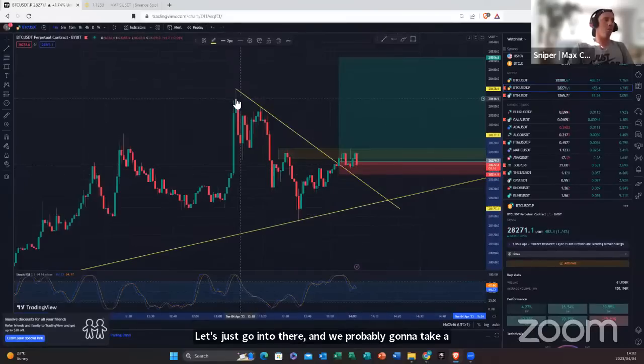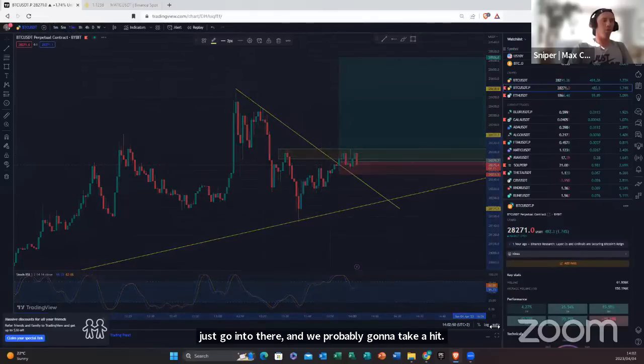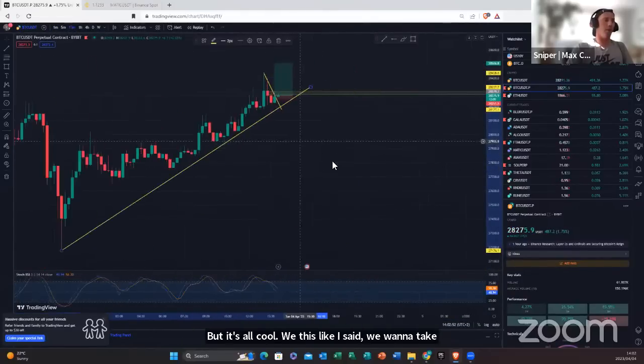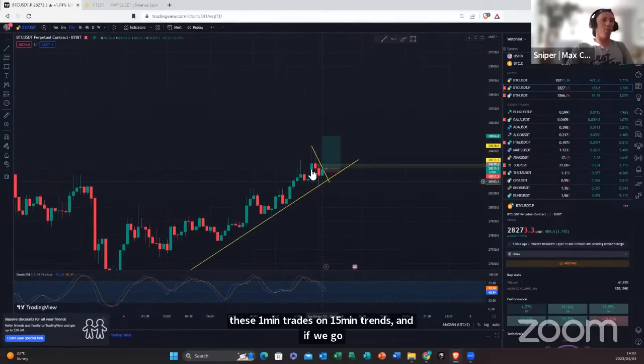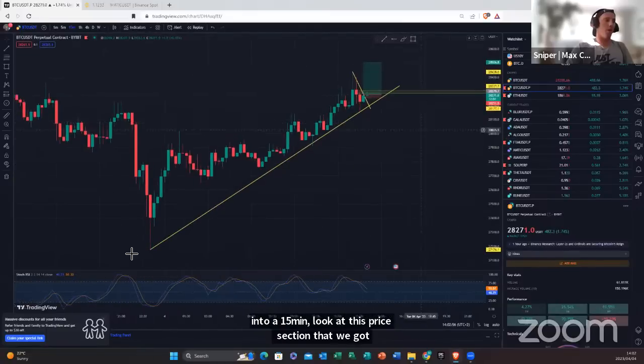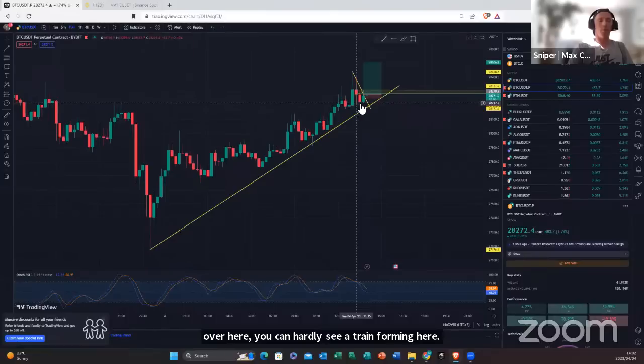Like I said, we want to take these 1 minute trades on 15-minute trends. And if we go into a 15-minute, look at this price action that we got over here, you can hardly see a trend forming here. So that's not what you want. We want a breakout of something like this. That's going to give you a much nicer trade.